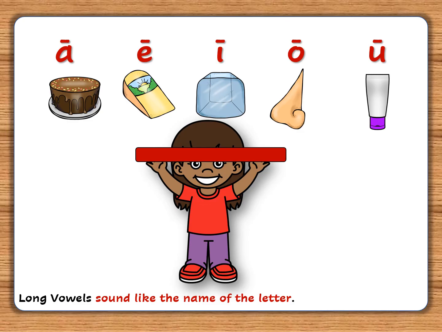So let's take a look at the pictures. We're going to say the names and we're going to find the long sound. So the first picture is a cake. Cake. There's an A inside the word, and that A inside the word says A. So the A in that word is a long sound. Let's look at the next picture.